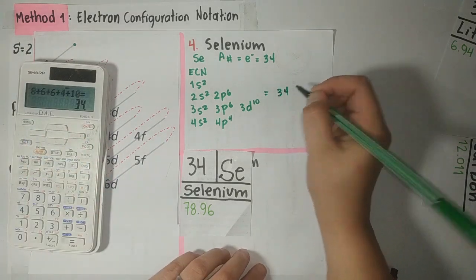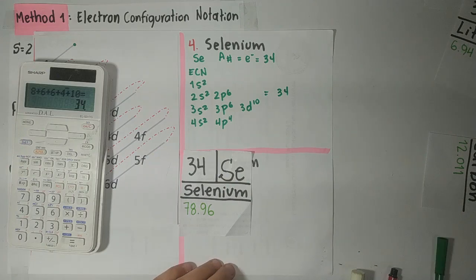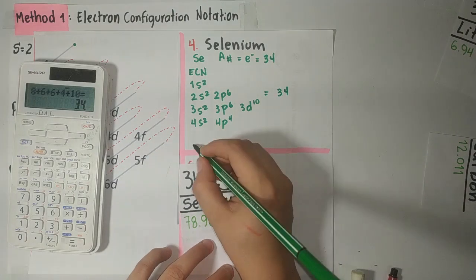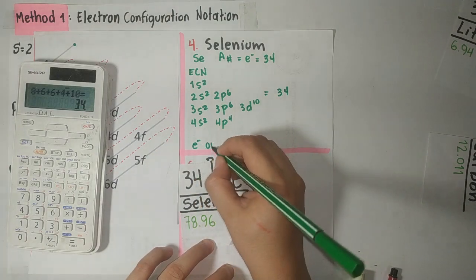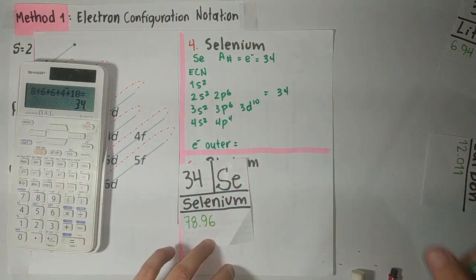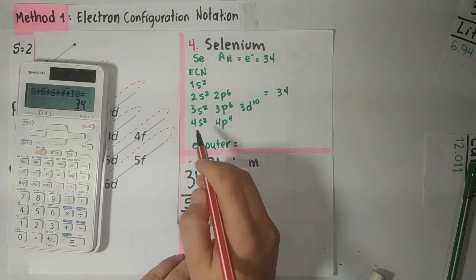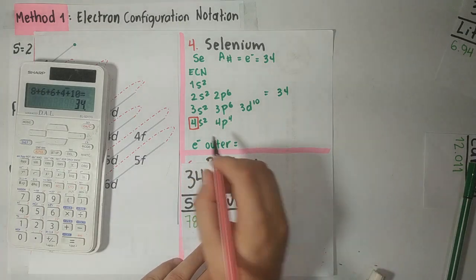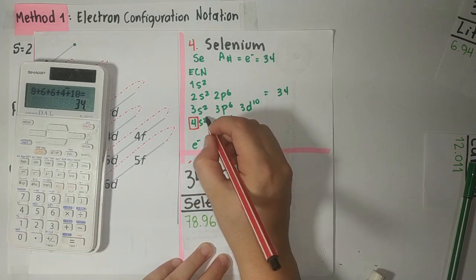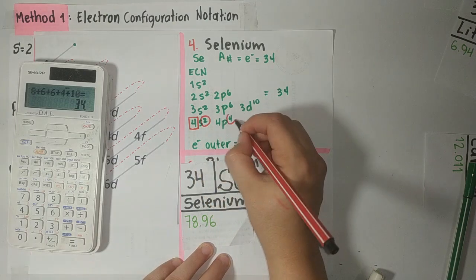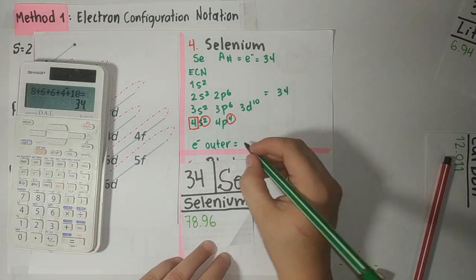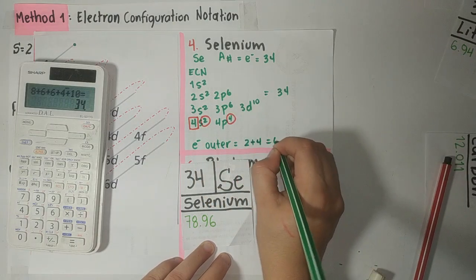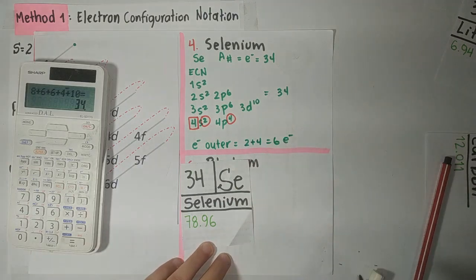So it's done. Now, how many electrons are in the outer energy level? Let's see. The outer energy level is 4. How many electrons do I have in this level? I have 2 and 4. 2 plus 4 equals 6 electrons.